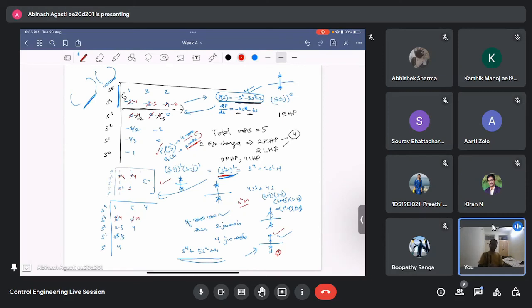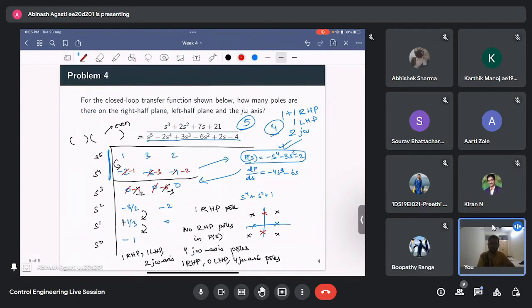But if you have non-repeated, like just one row of zeros, then that should not be an unstable polynomial. That should be marginally stable. That is what I claim, but I'll check it up and get back to you. Then yeah, so this procedure is clear to everyone, right?